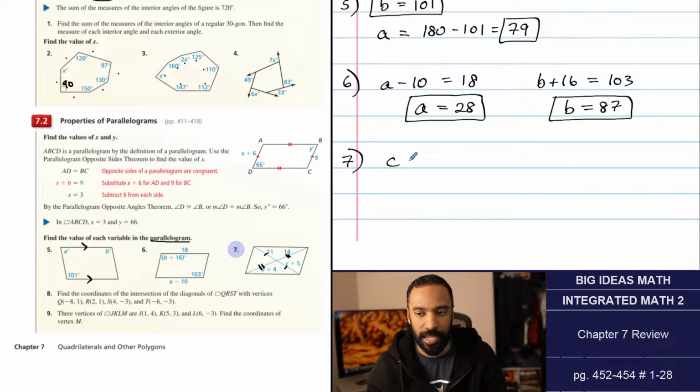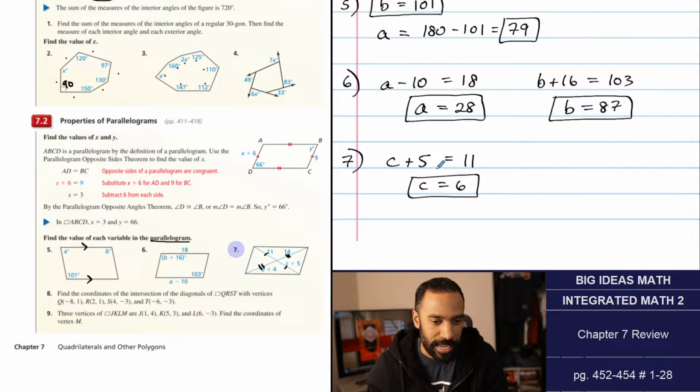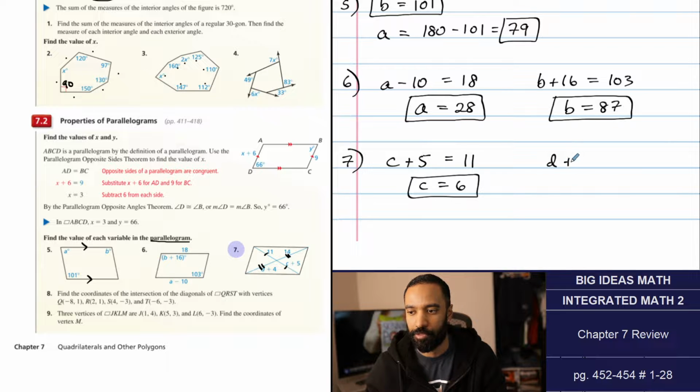So let's begin with the C. C plus 5 equals 11, for example. Those two parts are going to be the same. Subtract 5 from both sides, and you get C equals 6. And D, I think this is D plus 4. D plus 4 equals 14. Subtract 4 from both sides, you'll get D equals 10.